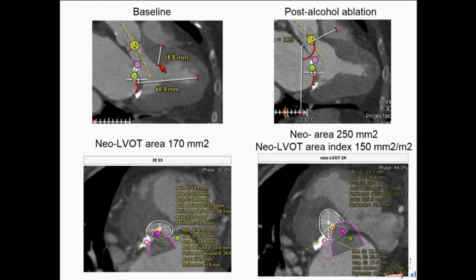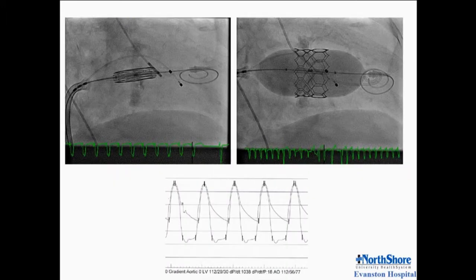So this is the before, with almost 19 millimeter septal thickness there. This is after, right at the base, exactly where we need it. This is the neo LVOT before, 170, so kind of in the gray zone, or perhaps high risk enough. And the neo LVOT of 250 after alcohol ablation, and a neo LVOT area index of 150. I don't know yet what the cutoff would be for an area index, but I'm starting to look at those. And this is the deployment 6 weeks ago. This is a 29 Sapien 3, now fully deployed and absolutely zero LVOT gradient.